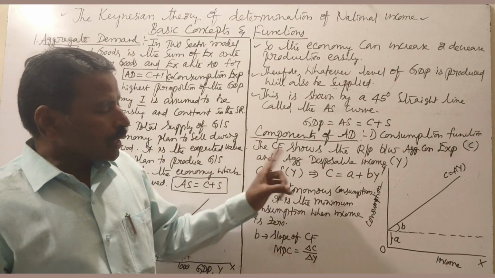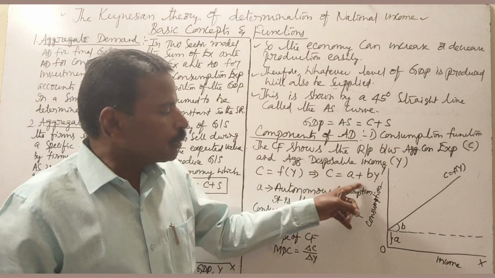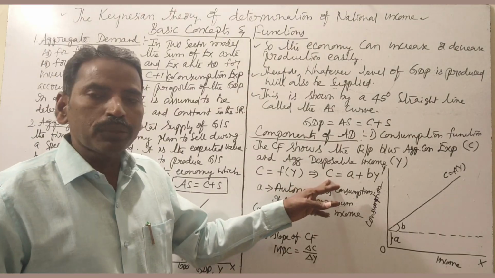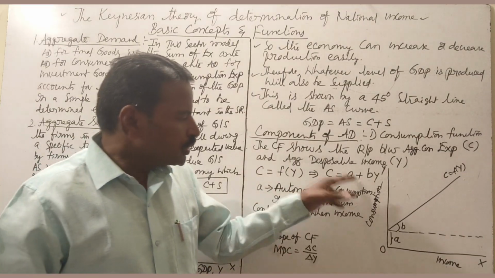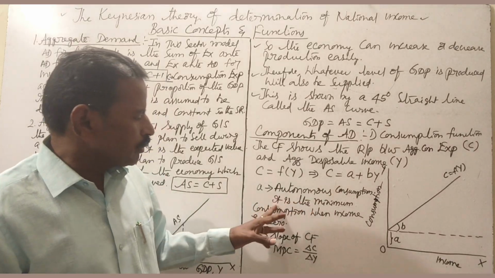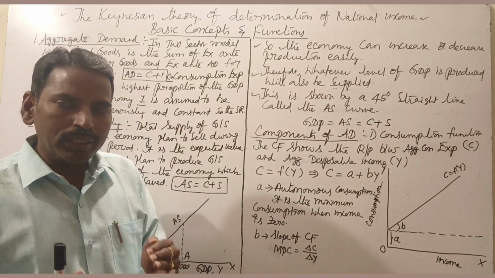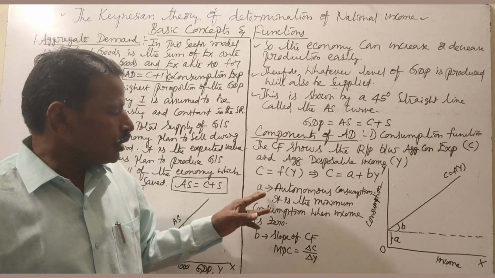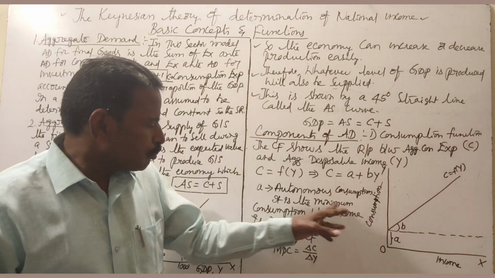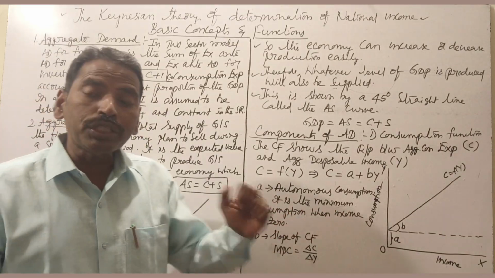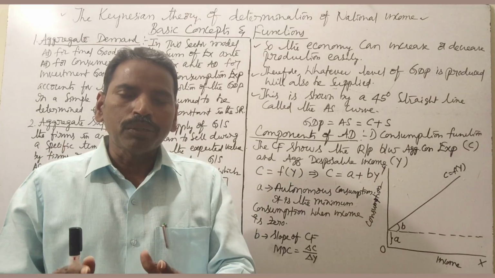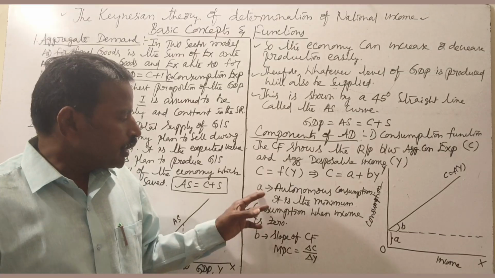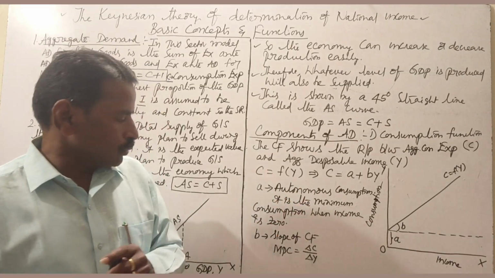It can be written as C is equal to A plus BY. C is consumption. A is autonomous consumption. That is, if income is zero, there is still some consumption, and that is called autonomous consumption. It is the minimum consumption when income is zero.